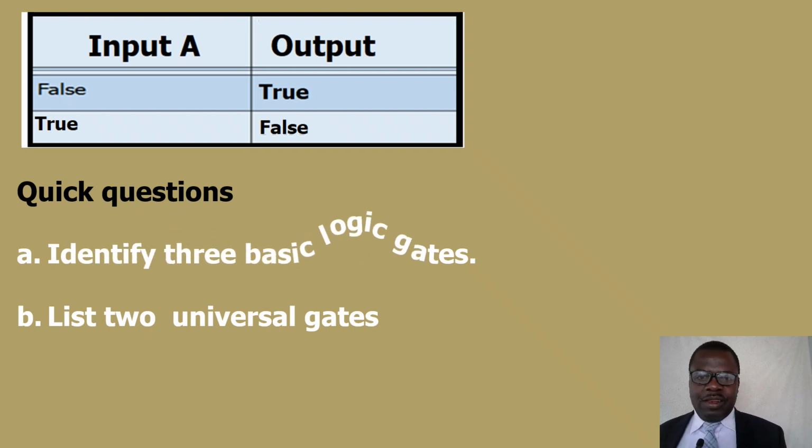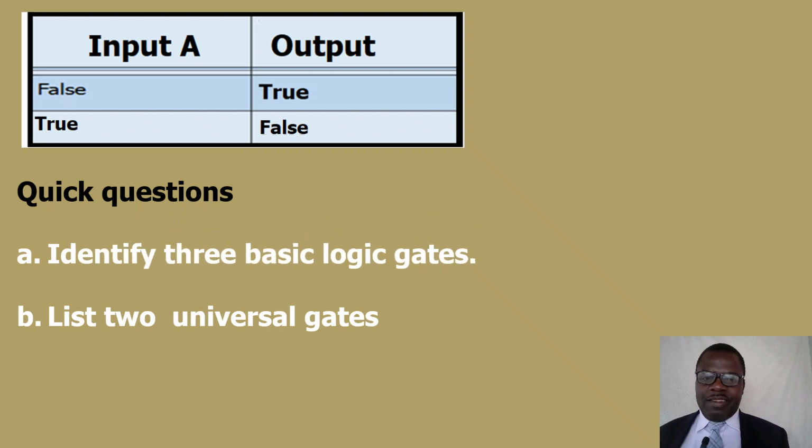Then quick questions. Identify 3 logic gates. List 2 universal gates. You have 2 minutes to do it.